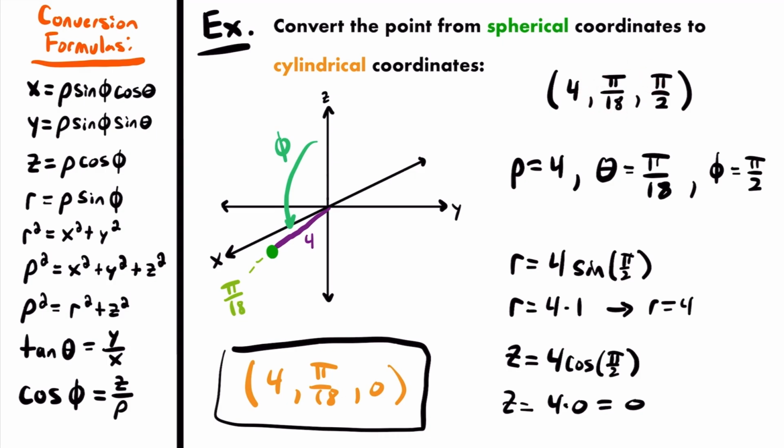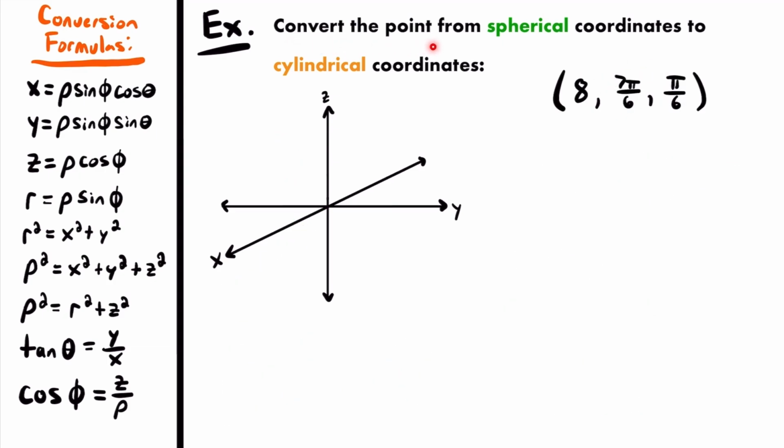Okay, so those are the equivalent cylindrical coordinates to these spherical coordinates. Let's take a look at another one. Here we once again want to convert the point from spherical coordinates to cylindrical coordinates, and our spherical coordinates are 8, 7 pi divided by 6, and then pi divided by 6.